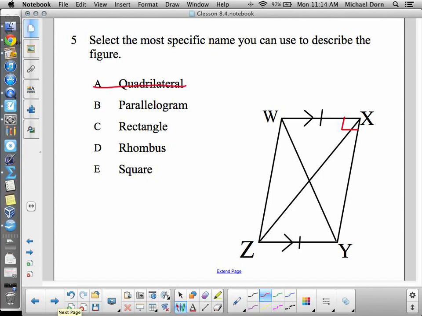Is it a rectangle? Well, what do we see here? This angle is a right angle, which means this angle is a right angle, and that angle is a right angle, and that angle is a right angle. So is it a rectangle? Yes, it is. Is it a square? No. It's a rectangle.